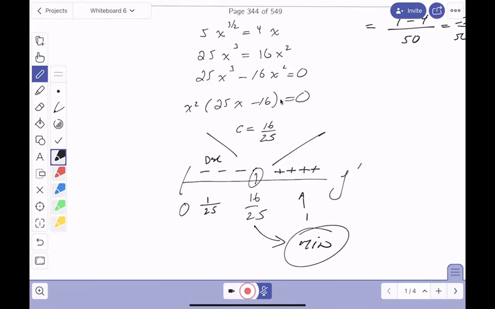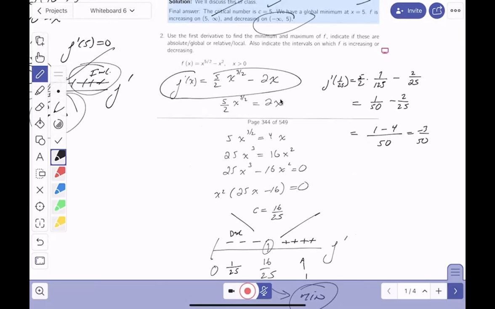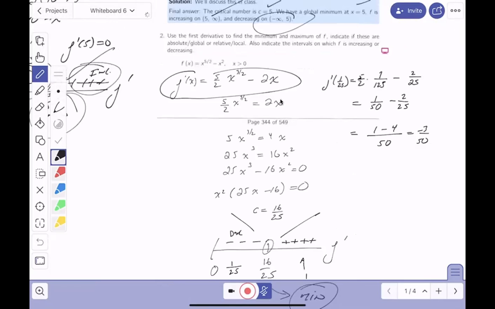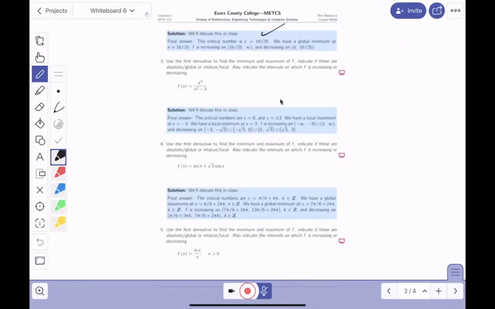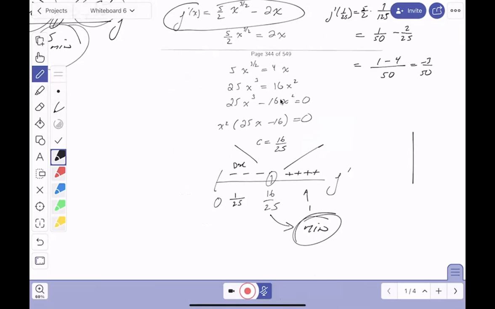All right, let's take a look, see if we did it. I make mistakes all the time, by the way. And if I make a mistake, I'm going to erase it and do it again. It's that simple. So let's take a look at it. It says the critical number is 16/25. Did I say that it's a global minimum at 16/25? Yep, minimum right over here.